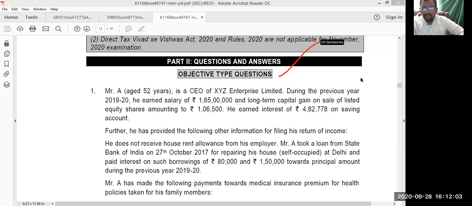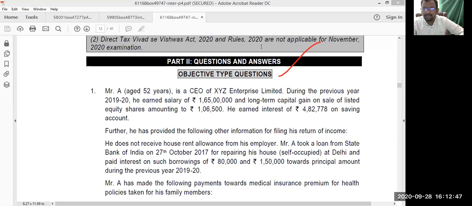Mr. A, aged 52 years, is a CEO of XYZ Enterprise Limited. During the previous year 2019-20, he earned a salary of 1 crore 65 lakhs. Now while calculating the total income, how much should I take as income from salaries? Should I take the entire 1 crore 65 lakhs, or should I deduct the standard deduction of 50,000? This is the only information you have regarding income from salaries. How much should I take? 1 crore 65 lakhs, or after deducting the standard deduction of 50,000, it comes to 1 crore 64 lakh 50,000.